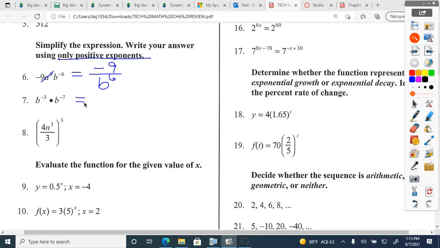All right. Number 7, we're multiplying like bases. So what do we do with the exponents? Add. So that's b to the negative 10th power. But do not leave your answer like that. How do we make it positive 10? Move it to the bottom. So 1 over b to the 10th. Everybody with me? Kind of. Okay?